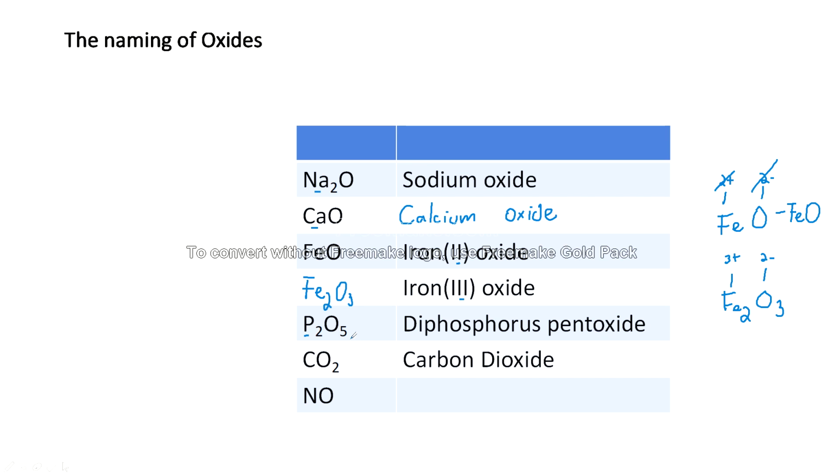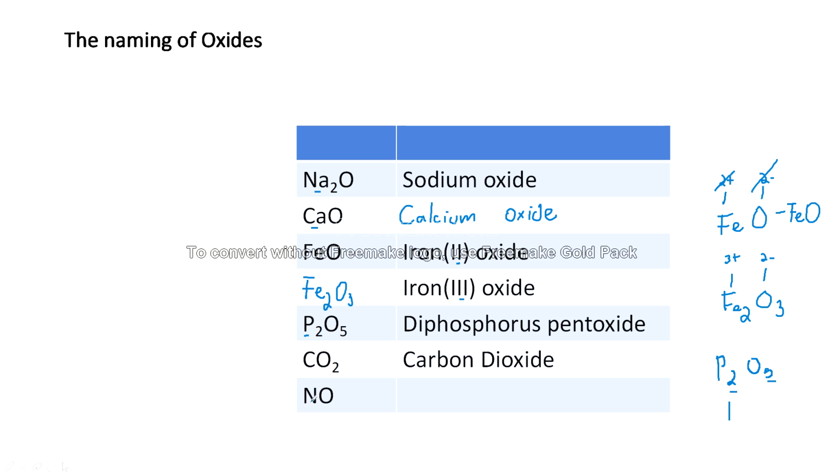Okay, so what does it mean here? If you have P2O5, you should know that the 5 is for the oxidation number of phosphorus, and 2 for the oxygen.